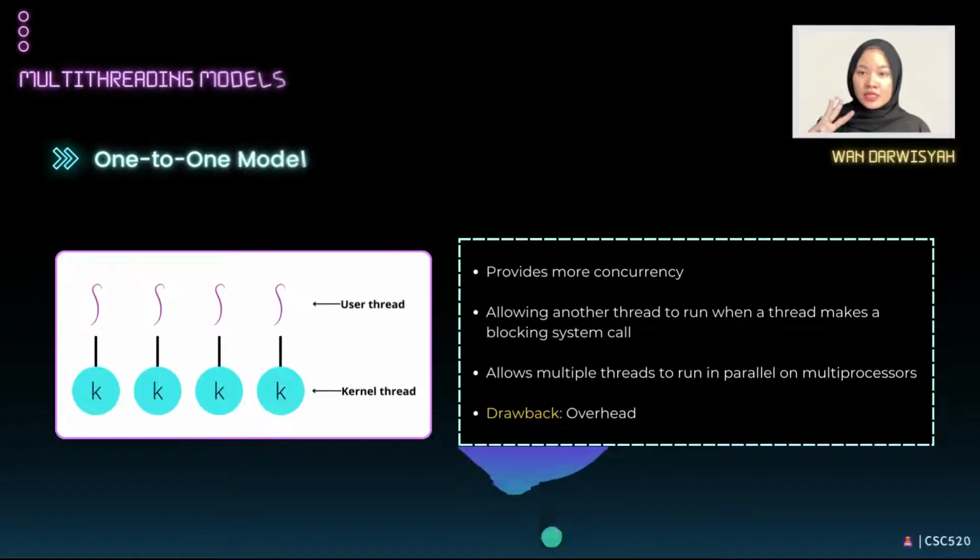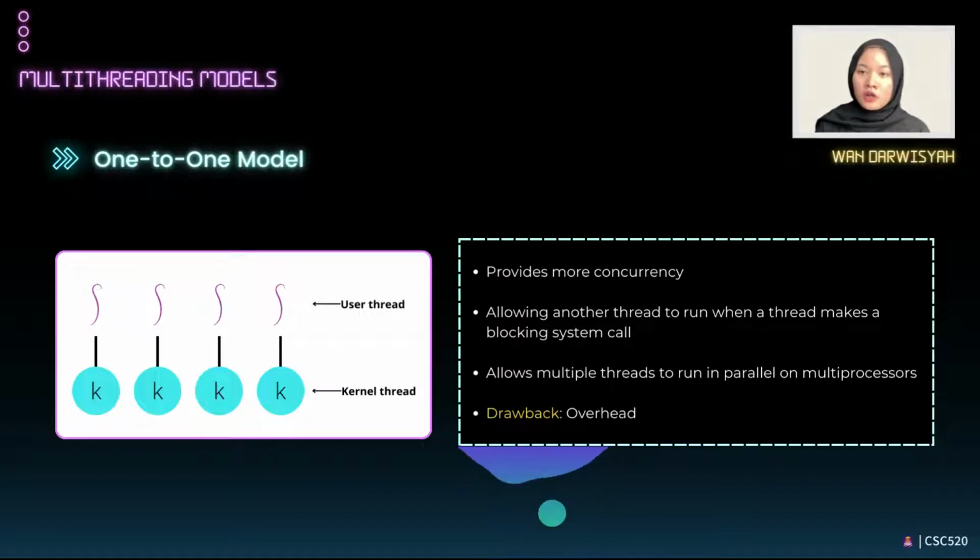There exist three established multi-threading models. First is the one-to-one multi-threading model. This model maps a single user-level thread to a kernel-level thread. This type of relationship facilitates the running of multiple threads in parallel. It provides more concurrency, which allows another thread to run when a thread makes a blocking system call. It also allows multiple threads to run in parallel on multiprocessors.